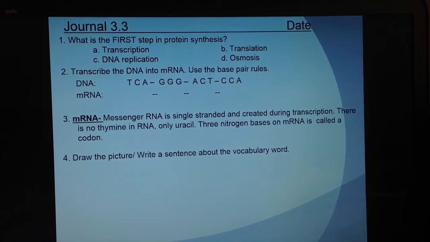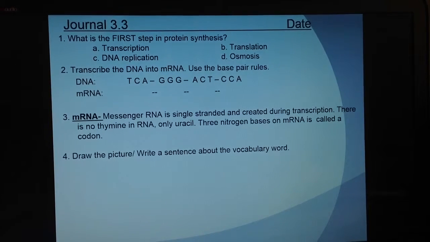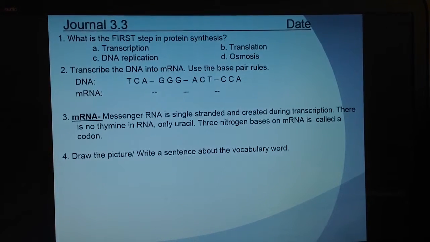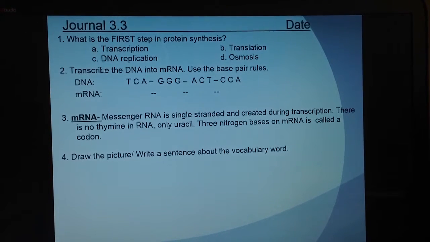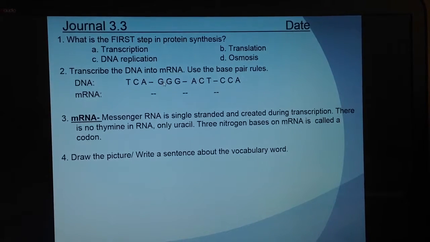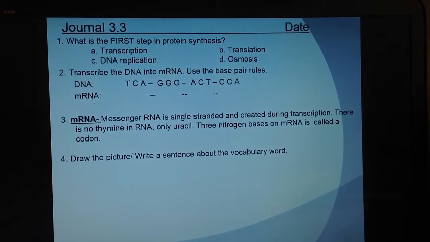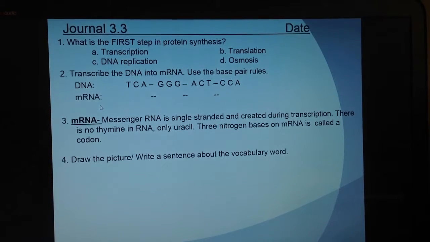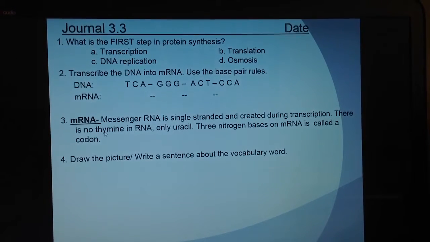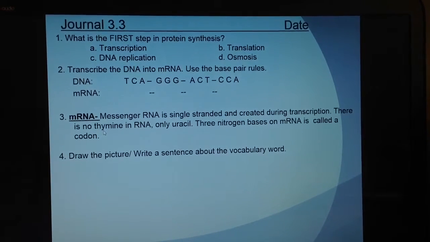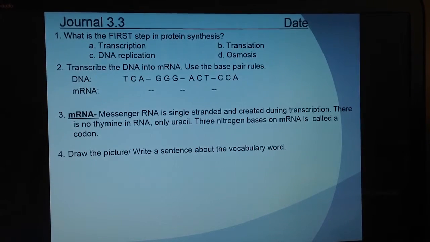Today's journal entry is Journal 3.3. Go ahead and pause the video so that you can copy down the questions for numbers 1 and 2. Also make sure that for number 2, you copy down these DNA nitrogen bases because this helps you figure out, well, what the mRNA nitrogen bases are. Then, for number 3, make sure you copy down the entire vocabulary word and definition. And number 4, create your own picture or sentence about the vocabulary word.